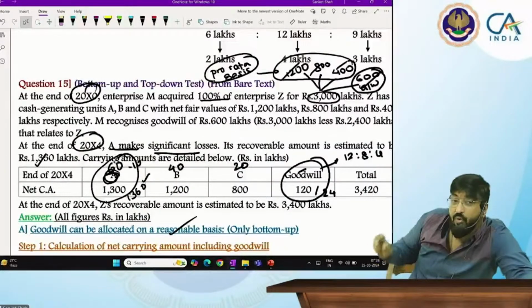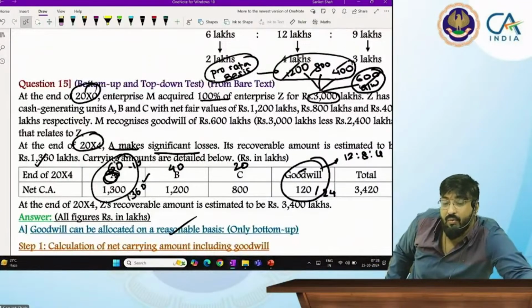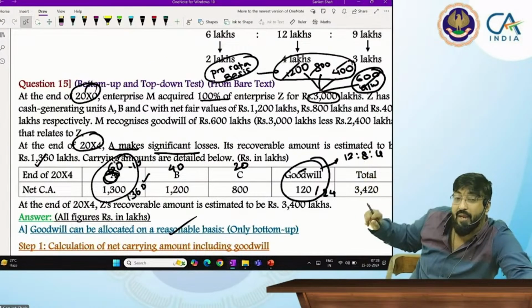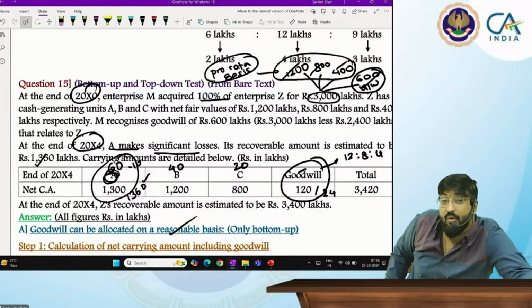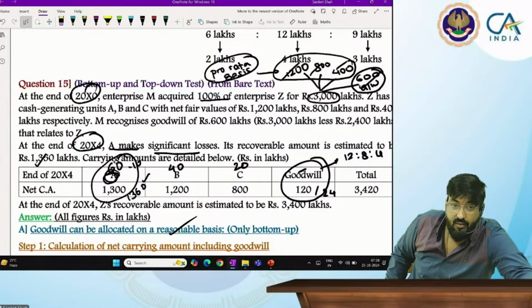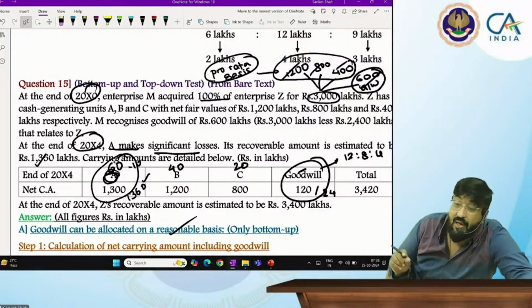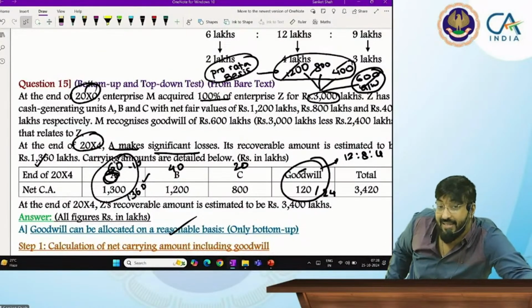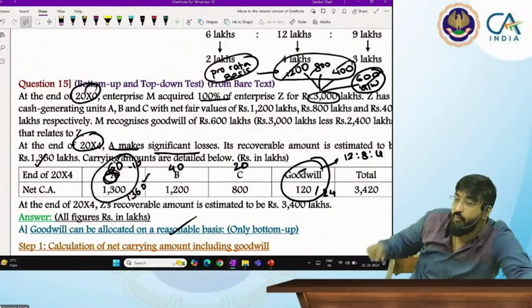Now, including goodwill, what is the carrying amount? 1360. And the recoverable amount of A is 1350. So 10 rupees is impairment loss, Nehaji. That 10 rupees impairment loss, I will adjust against the goodwill which I allocated to A, that is 60 minus 10. So goodwill of A will be 50, B 40, and C 20. So my goodwill total is 110. But my carrying amounts will remain the same as they are: 1300, 1200, and 800. This is the explanation.